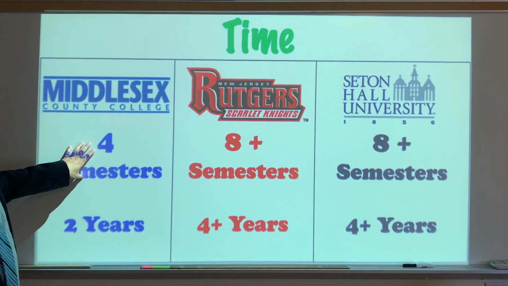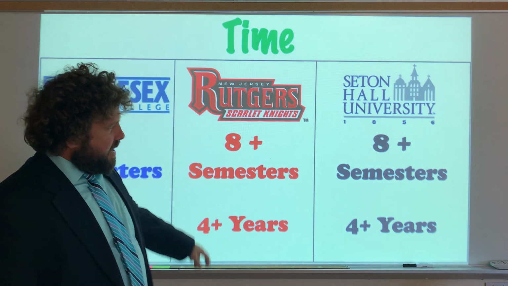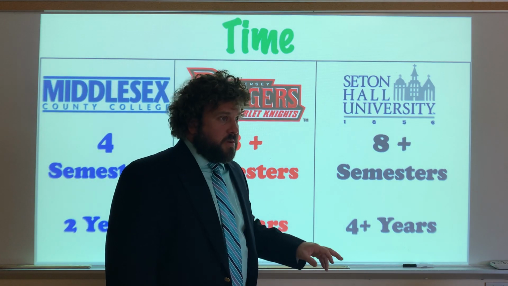The time: 4 semesters, 2 years. You're done, you got your degree. This is at least 8 semesters, which is at least 4 years for each one of these.